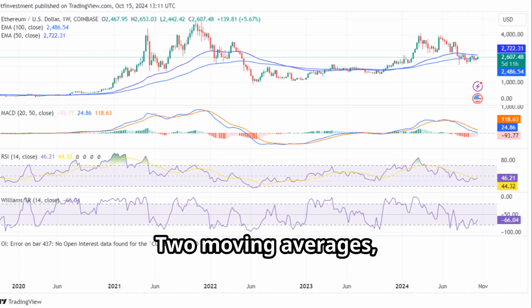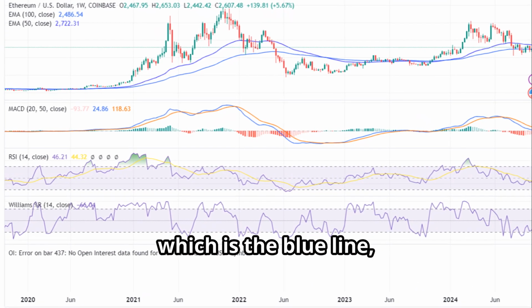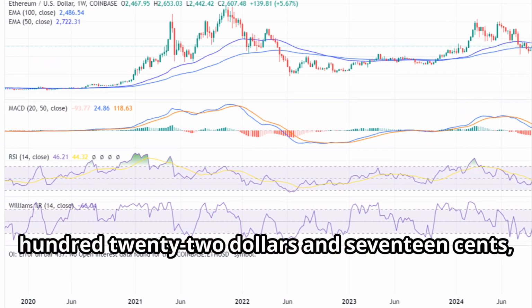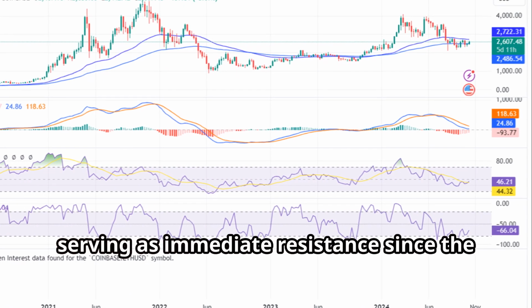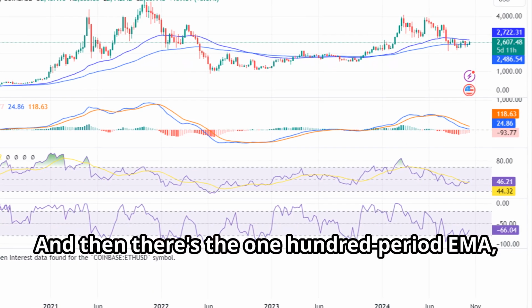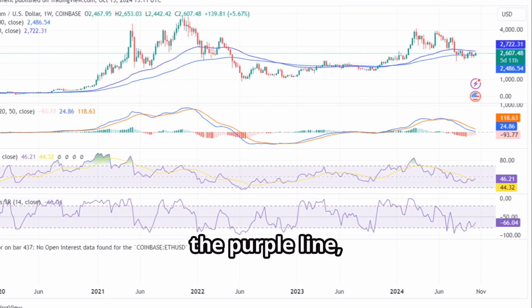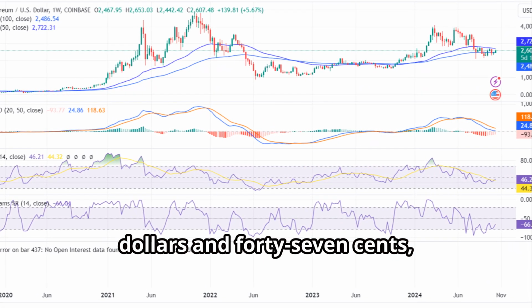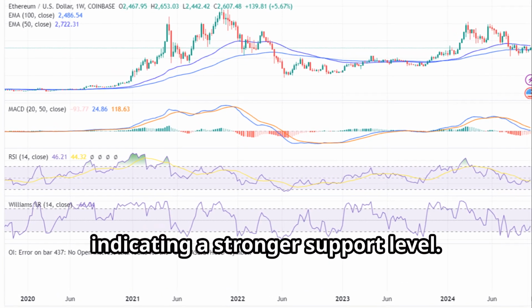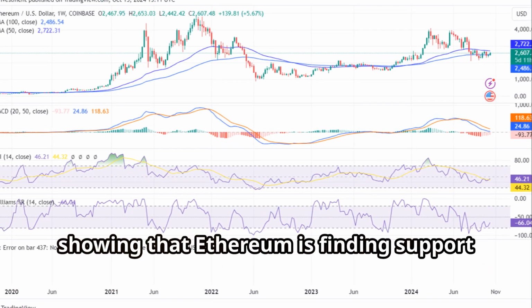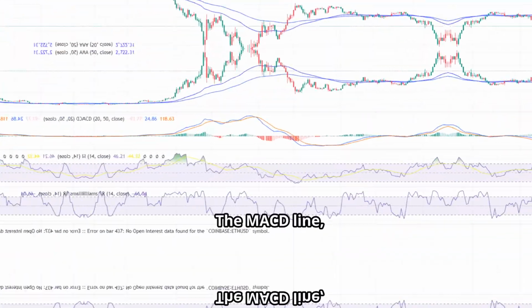Two moving averages: the 50-period EMA, which is the blue line, is currently at $2,722.17, serving as immediate resistance since the price is still below this line. And then there's the 100-period EMA, the purple line, at $2,486.47, indicating a stronger support level. The price is just above it, showing that Ethereum is finding support around this area.